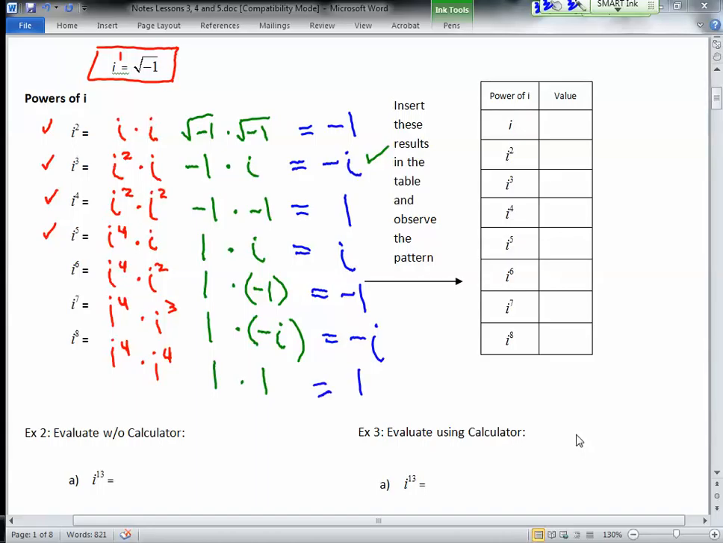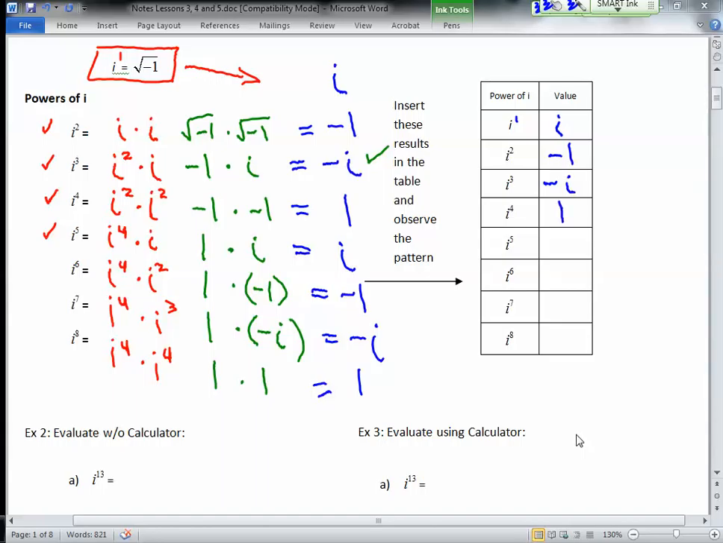So let me fill in the top up here. We already said that i to the first is going to be equal to just a +i. Then I can use all these values and fill in this chart over on the left. So i to the first is the same thing as just a +i. i squared is going to be a -1. i to the third is going to be a -i. i to the fourth, +1.